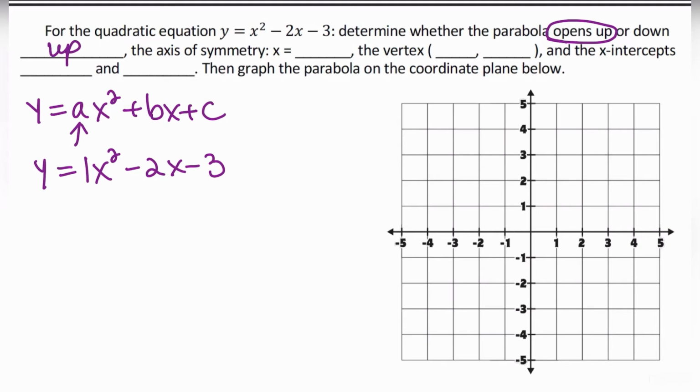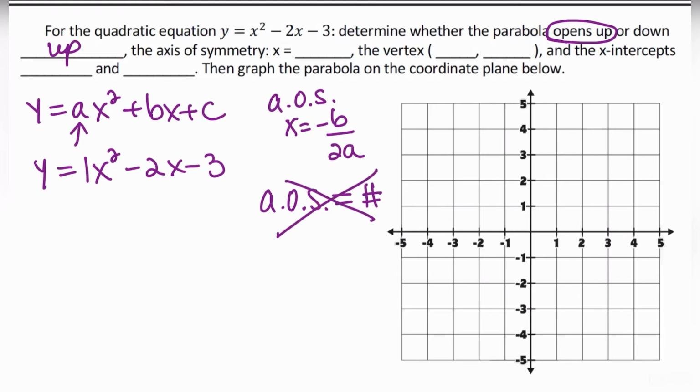The axis of symmetry is going to be the equation x equals negative b over 2a. One of the things that I want to warn you about, that drives me absolutely crazy when my own students do it: you don't want to write axis of symmetry equals and then the number. That is because the axis of symmetry is a line. In this case, it's going to be a vertical line. And the equation of that vertical line has to be x equals some number. So don't write it like that. Instead, we can write it the way you see it here. The axis of symmetry is x equals negative b over 2a.